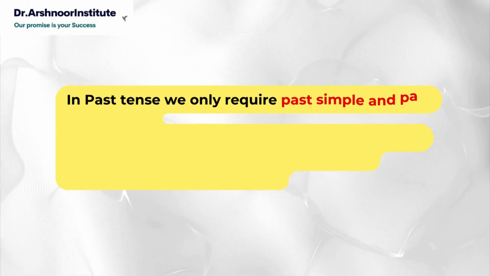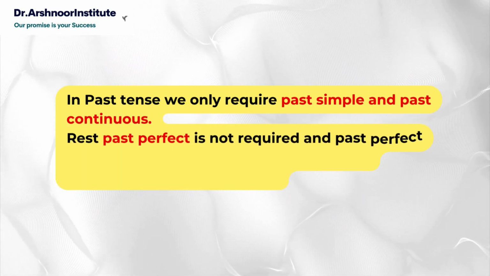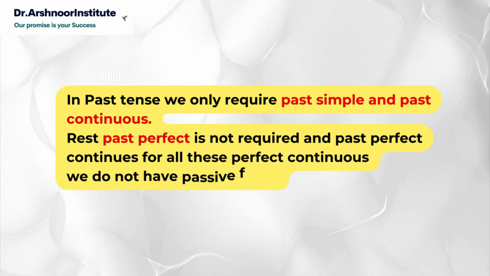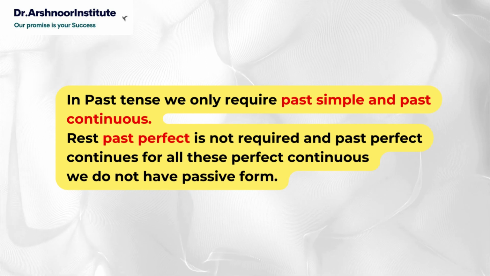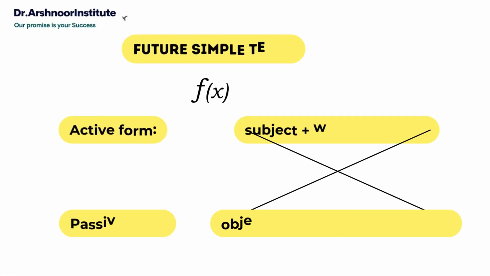So, in past tense, we only require past simple and past continuous. The rest, past perfect and past perfect continuous, are not required. For all these perfect continuous forms, we do not have a passive form.